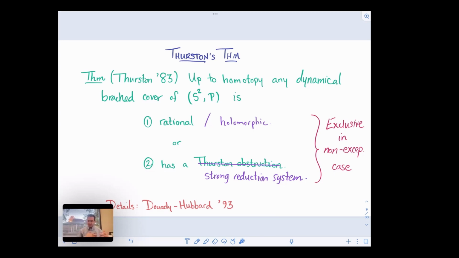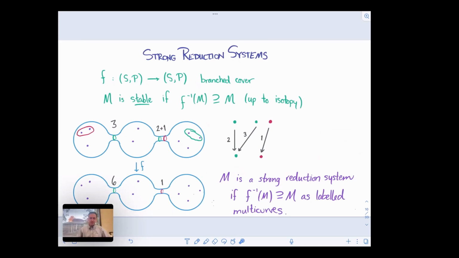The details appeared 10 years later in a paper of Douady and Hubbard, and there are a lot of details to work out. So what is a strong reduction system? Here's the definition. If I have a branched cover of a surface over itself, and you can think of the 2-sphere here, because it's either the 2-sphere or the torus. It's a 2-part definition. First, I tell you what a stable multicurve is, and then I tell you what a strong reduction system is.